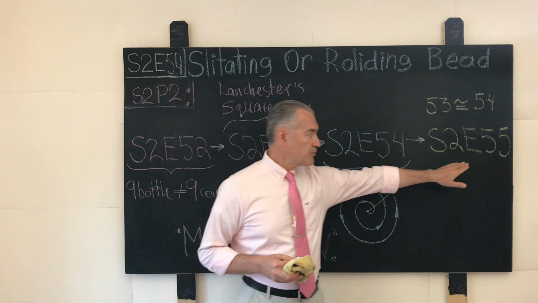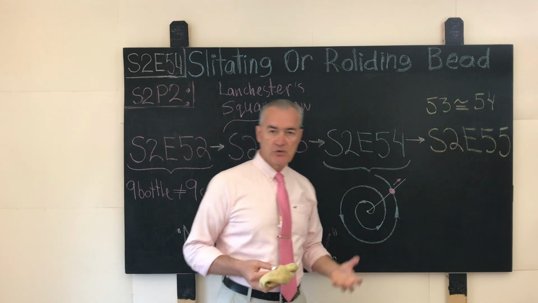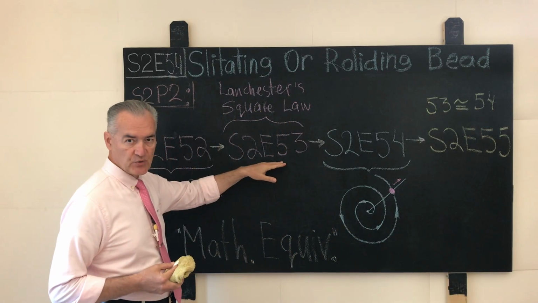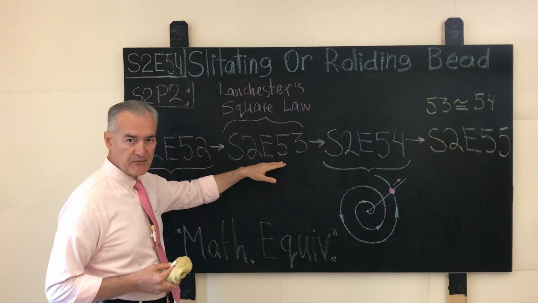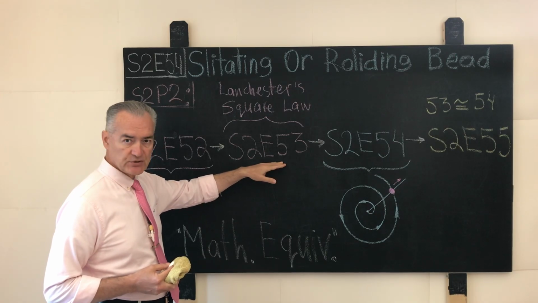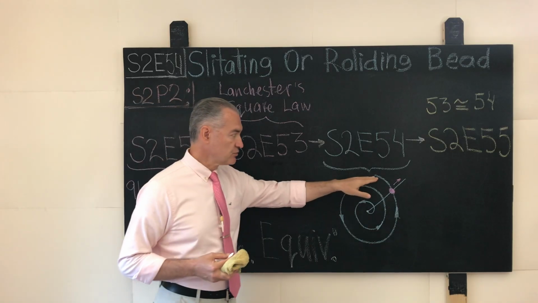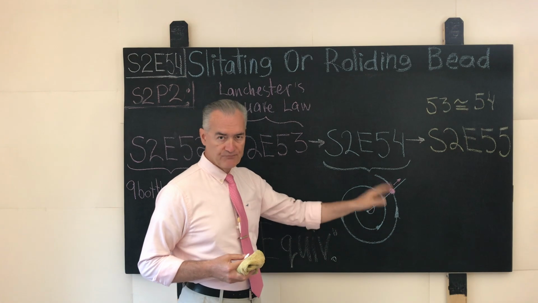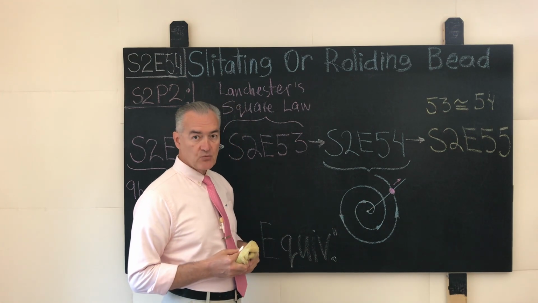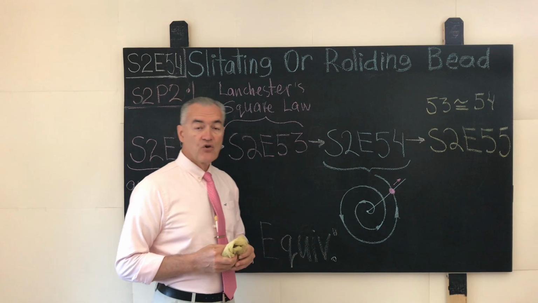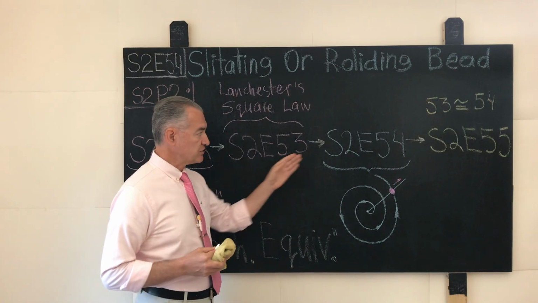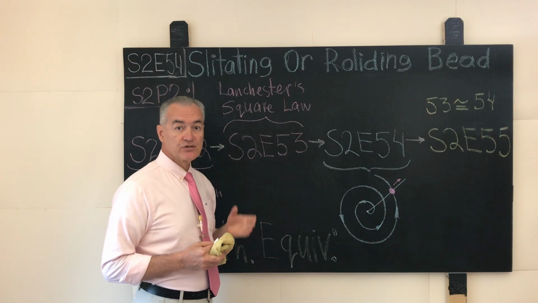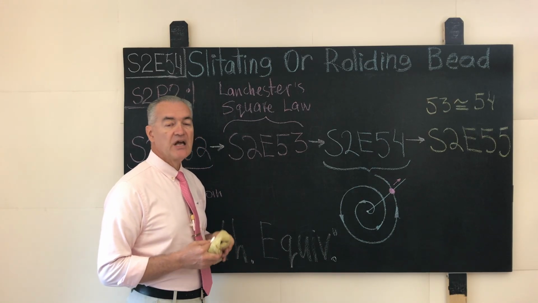In Season 2, Episode 55, we will unify the solution of the problem that deals with Lanchester's square law, the one that we covered in Season 2, Episode 53, and the solution of the problem that deals with the sliding or rolling bead. And we show that even though verbally these two problems sound very, very different, mathematically the solutions of these problems are actually equivalent.